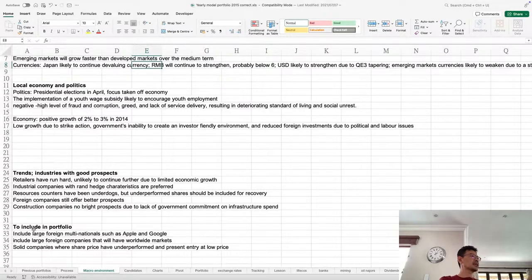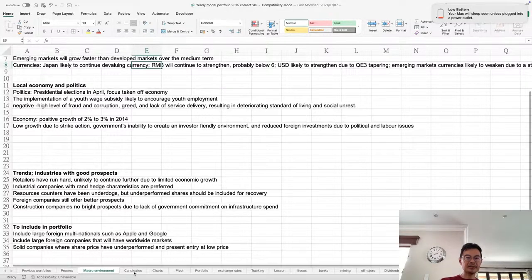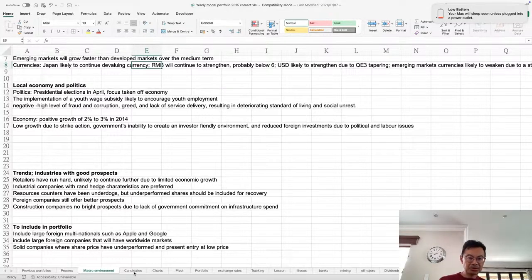So I look at the large multinationals, Apple and Google, and then look at the large foreign companies that have worldwide markets, and solid companies with share prices that have underperformed and present an entry at a low price.